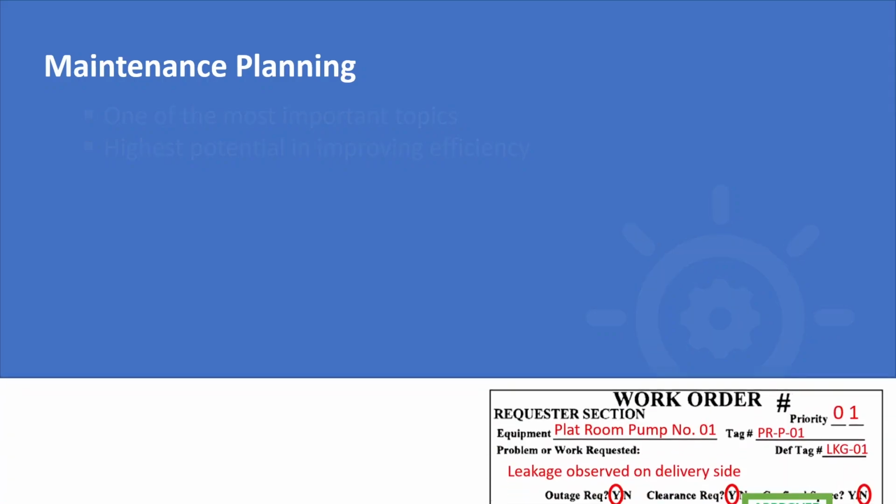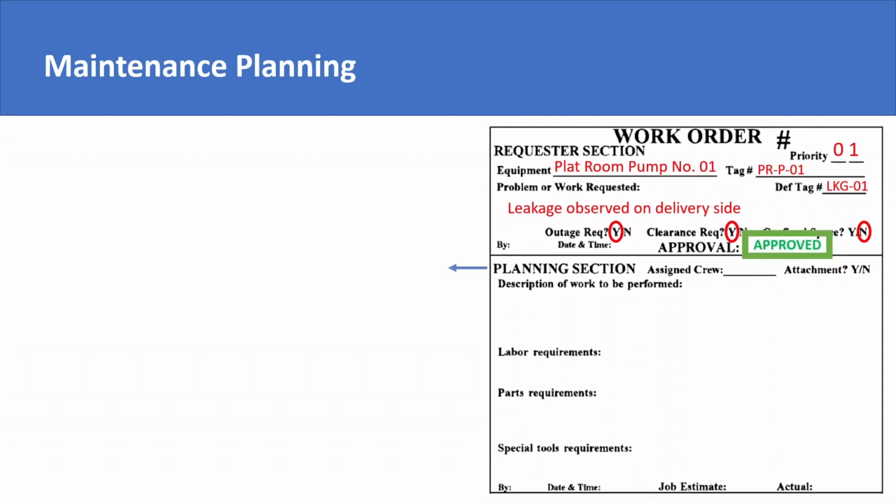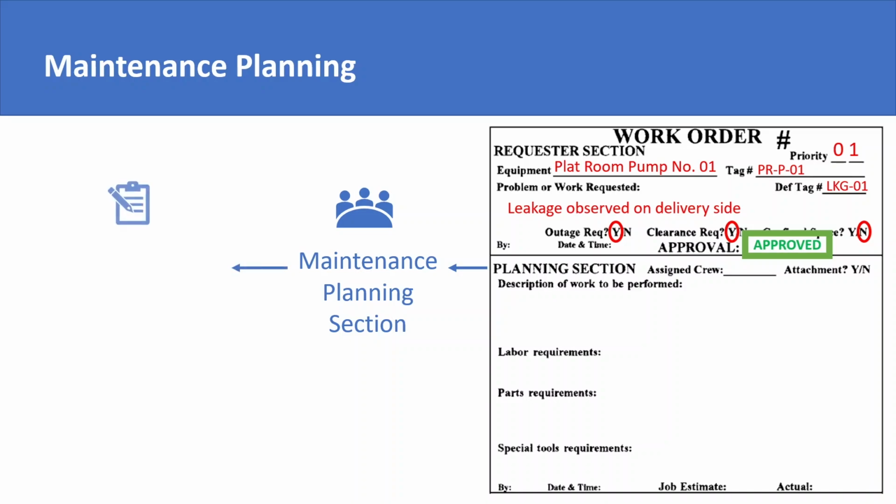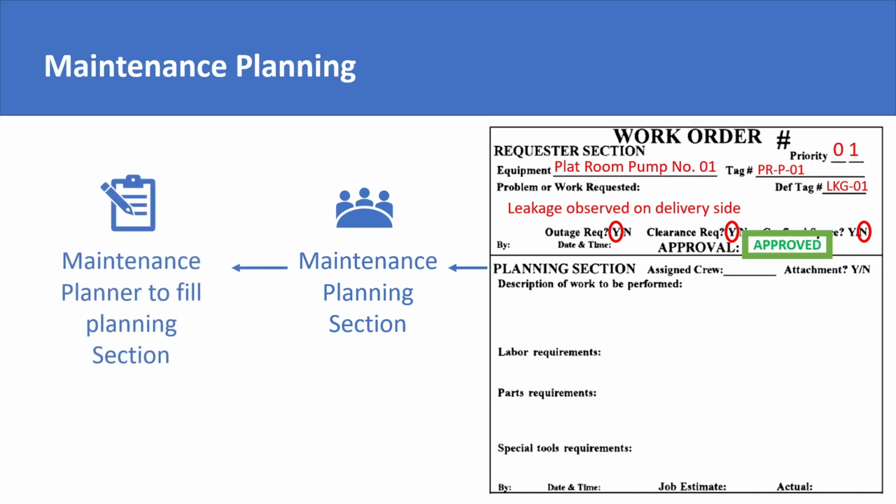The work order approved by the maintenance manager goes to the maintenance planning section. In the maintenance planning section, an official designated as maintenance planner is responsible for filling out the planning section of the work order.